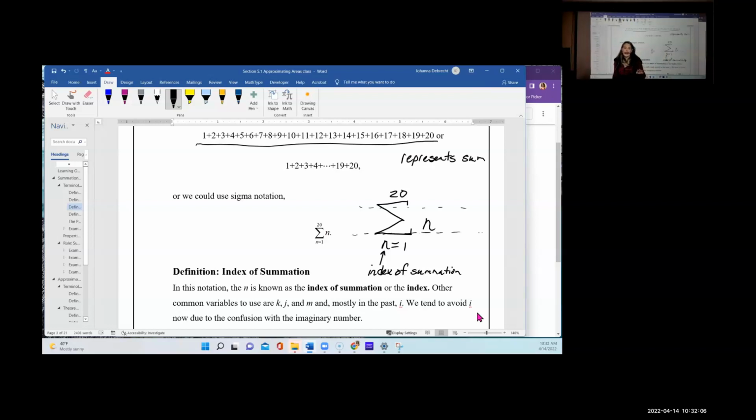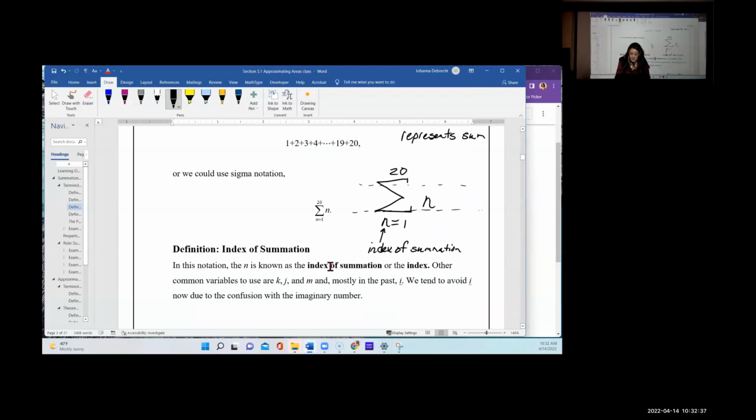You can use M as well, but M sounds so close to N, it's very hard to do. So M as in Mary, N as in Nancy, it's difficult. J works as well. In the past, we used to use I all the time, but now that we're doing more mathematics with the square root of -1, the imaginary number, I has kind of fallen out of favor. So the two most common would be K and N, as in Nancy.